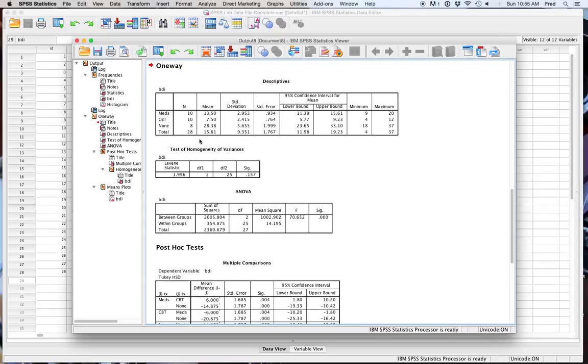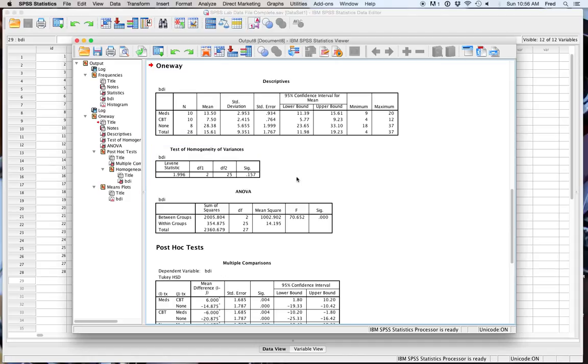Next comes the homogeneity of variance table. This is a statistical test that compares the variance, which is the square of the standard deviation, which compares the variances of the 3 groups. And the bottom line is, if we look here at the significance, or the P column, if this was significant, then that means that the variances of the 3 groups are not equal. They are heterogeneous. Well, we've got a p-value of 0.157.